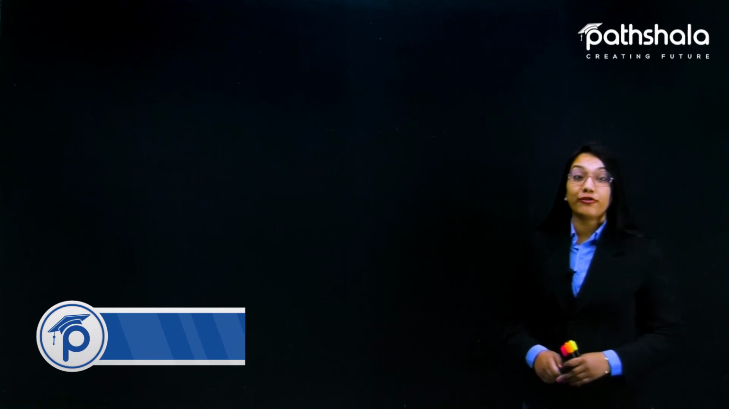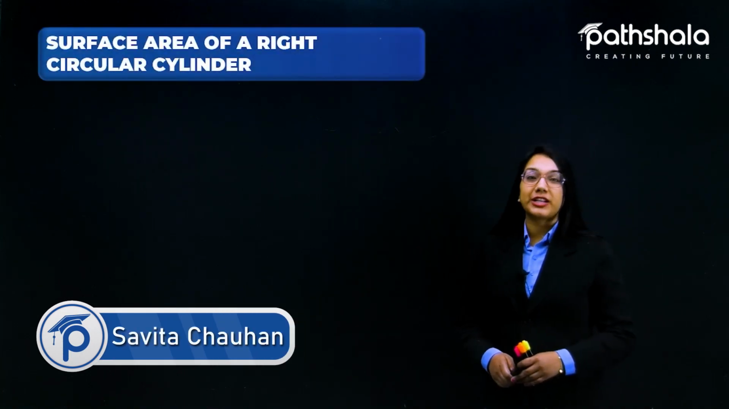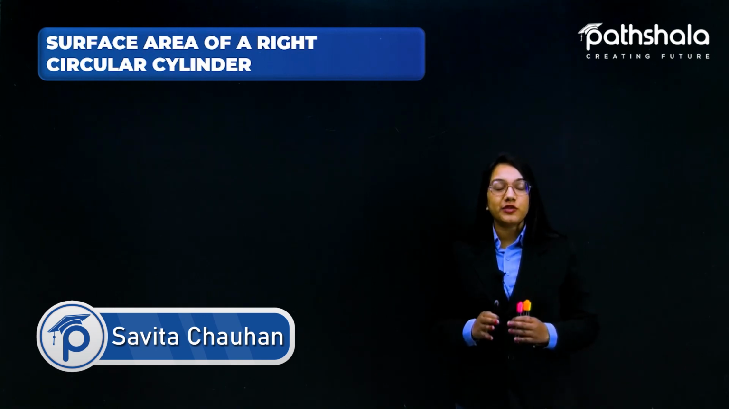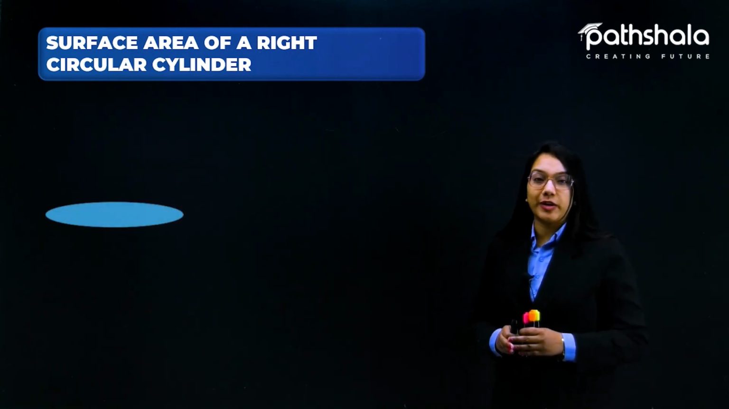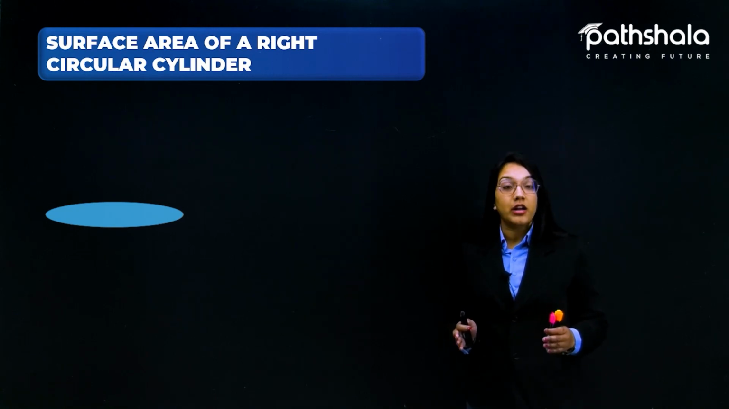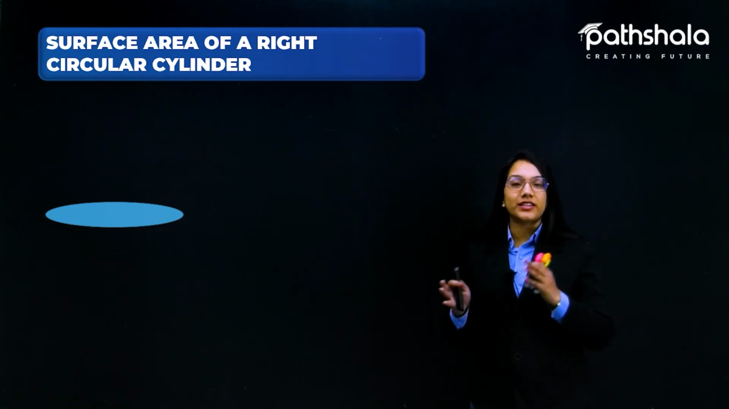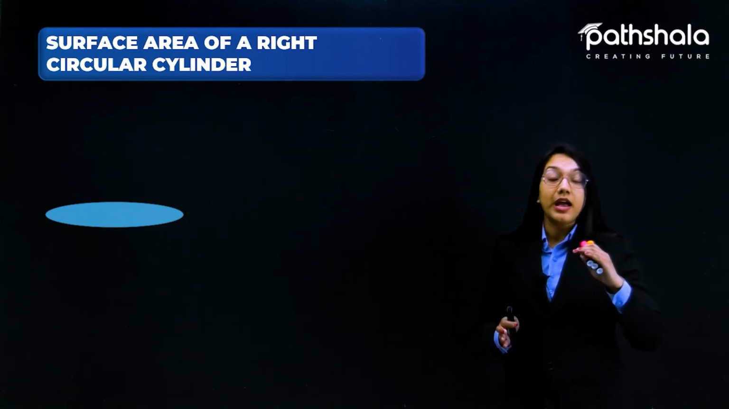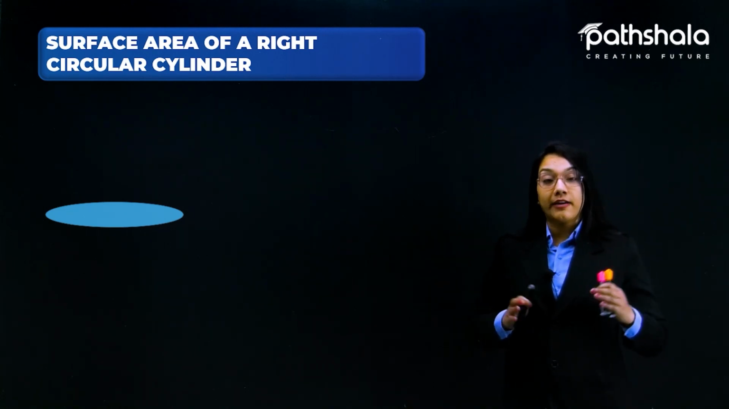Now let's move on to the new topic, which is the surface area of a right circular cylinder. Suppose I have this circle with radius r. I take all such circles and stack them up in a vertical pile, and what figure will I get at the end?